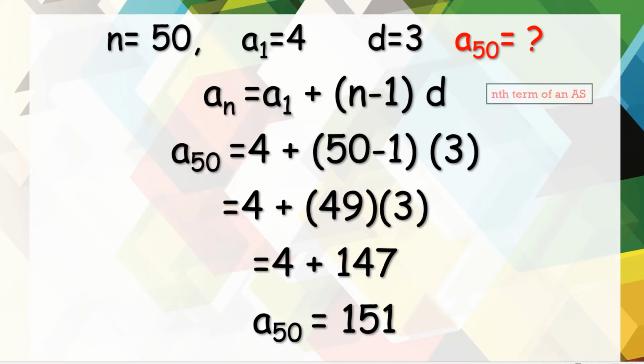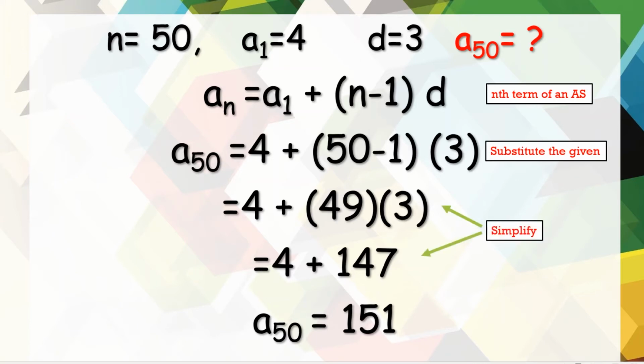The first step is we use the nth term of an arithmetic sequence. That is a sub n equals a sub 1 plus n minus 1 times d. Substitute the given. We have 4 plus 50 minus 1 times 3. 50 minus 1 equals 49. Multiply it by 3. Simplifying it, we have 147. 4 plus 147, we have 151. Therefore, the 50th term is 151.